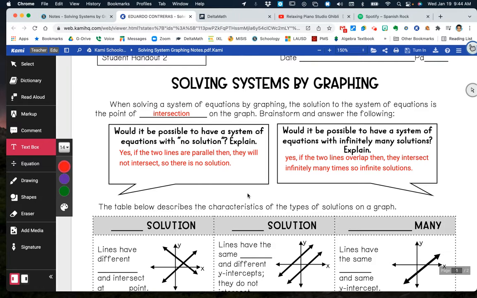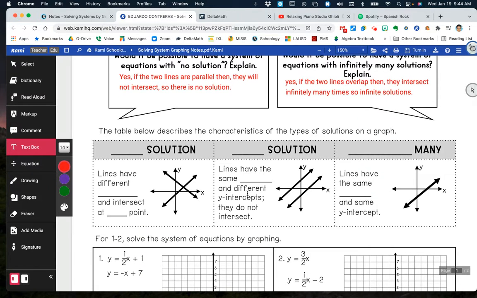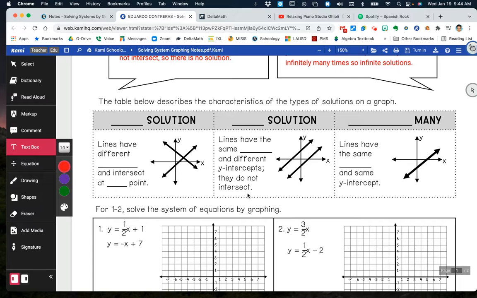All right, so let's look at three possible outcomes. When you graph two lines on a graph, in other words, a system, there's three possible outcomes. Three possible things are going to happen. One of them almost always happens, and the other two are rare, but they do happen. And we just actually talked about them. So the table below describes the characteristics of the types of solutions on a graph.